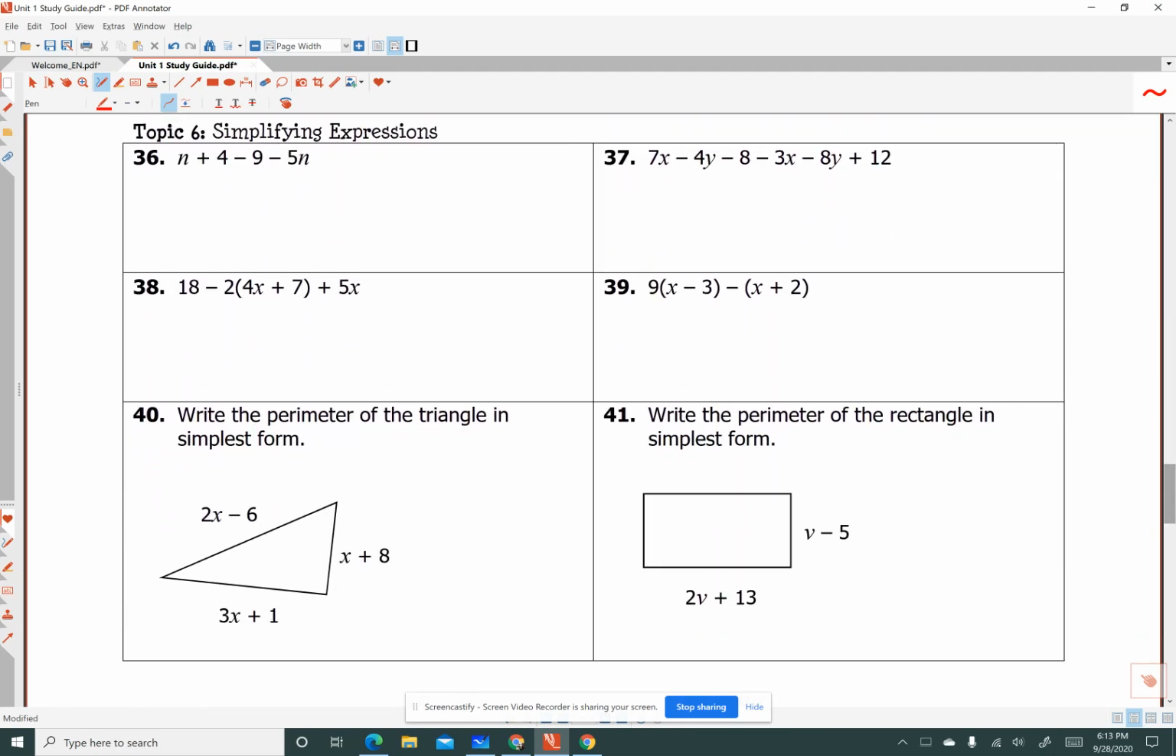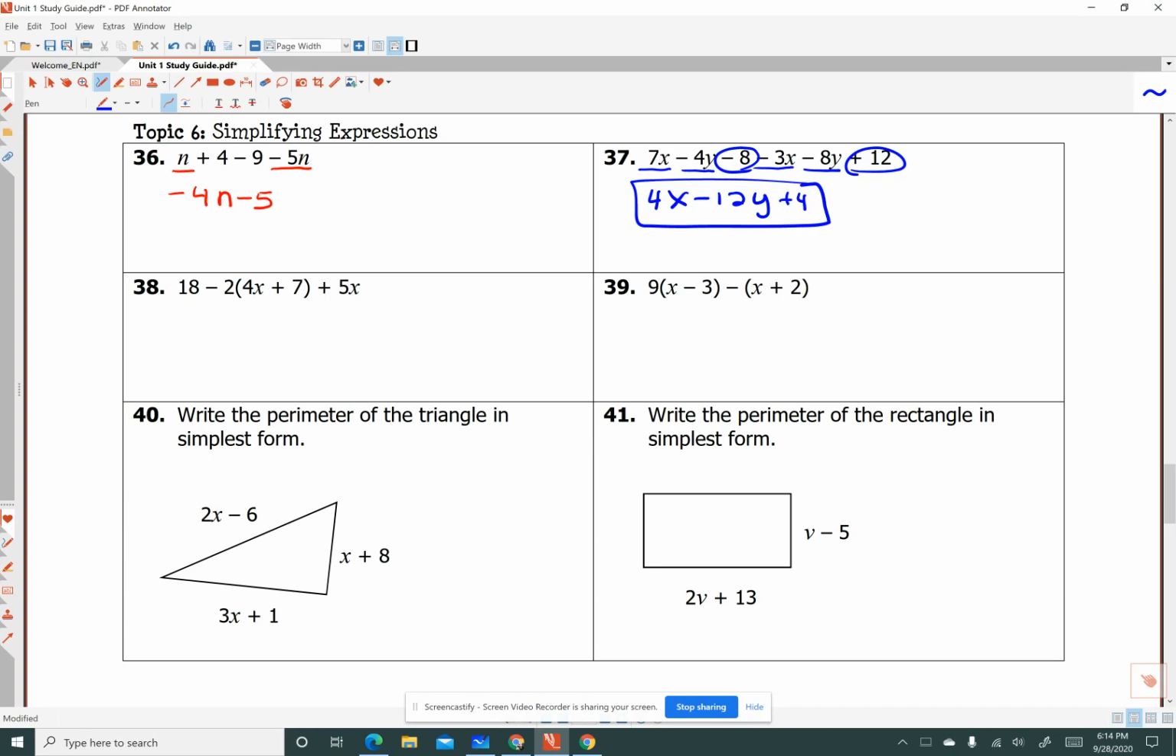Let's move on to simplifying expressions. So we've got 1n minus 5n is negative 4n. We have 4 minus 9, so that's minus 5. Here we have 7x minus 3x, so that's 4x. Negative 4y minus 8y is negative 12y. And we have positive 12, negative 8, so that's going to give us positive 4. And that's the final answer.